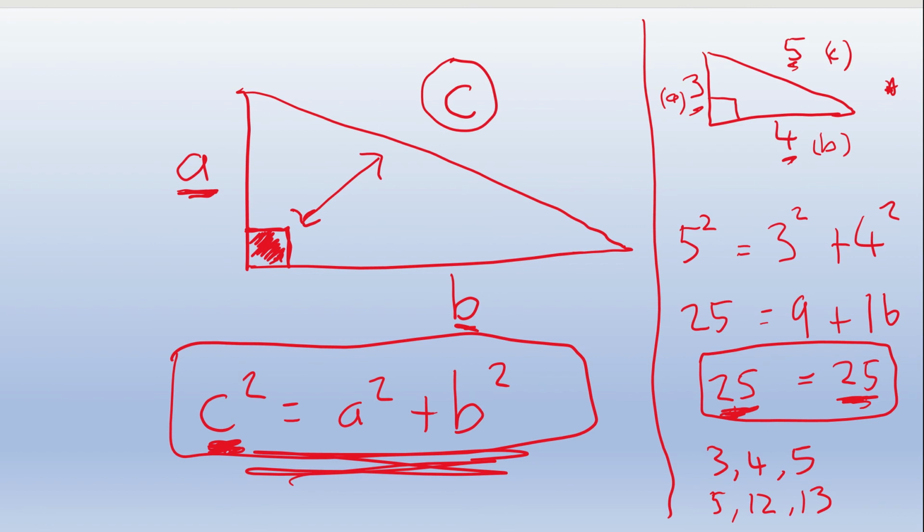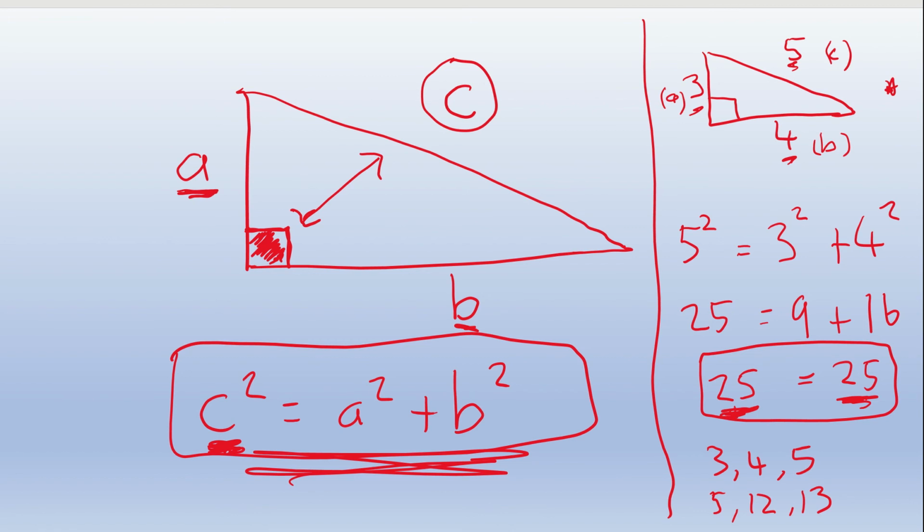So the first thing about Pythagoras' theorem, and I'll gloss over this at the end as well, is that if you have a triangle and you're wondering whether it is right angled or not, then if your sides fit into Pythagoras' theorem, you have proved that it is right angled.